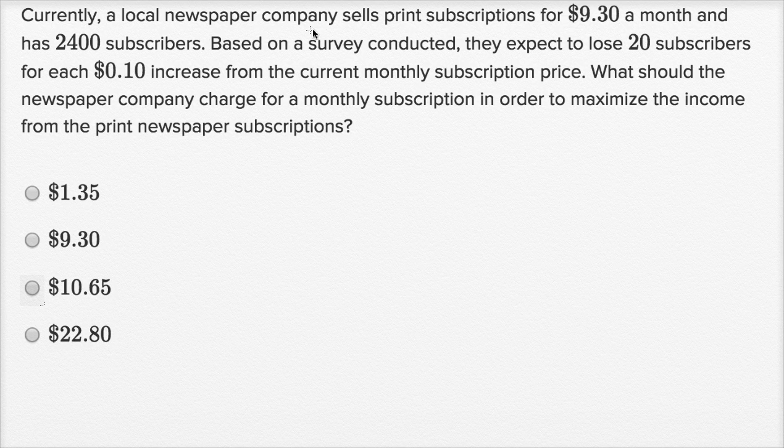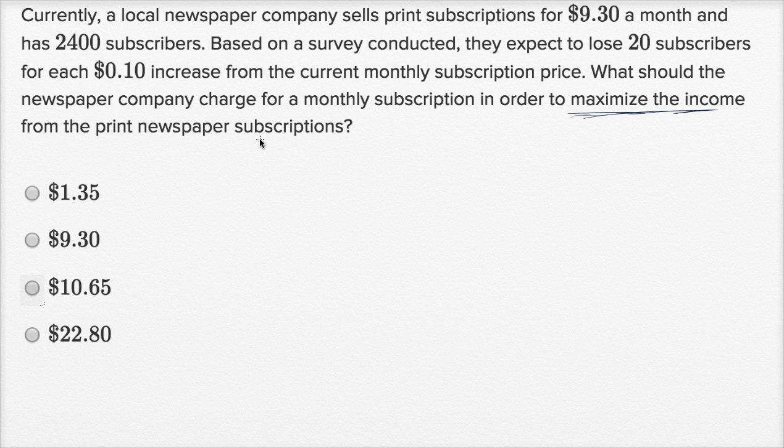Currently, a local newspaper company sells print subscriptions for $9.30 a month and has 2,400 subscribers. Based on a survey conducted, they expect to lose 20 subscribers for each 10-cent increase from the current monthly subscription price. All right, that's interesting. What should the newspaper company charge for a monthly subscription in order to maximize the income from the print newspaper subscriptions?